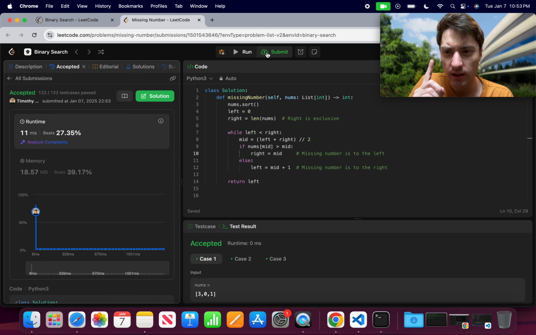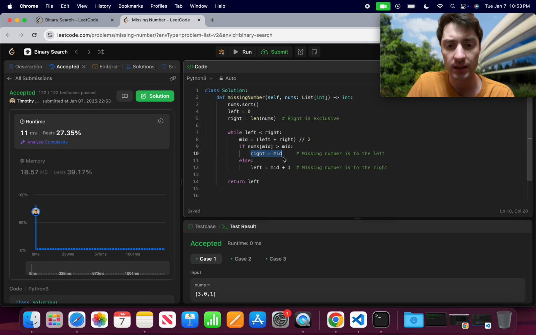Passes. Why would this be not inclusive, or this would be inclusive, mid inclusive? This one is mid not inclusive. That doesn't make any sense. Okay, then there's no case in here where nums of mid is equal to mid. What about that case? Why don't we care about that?